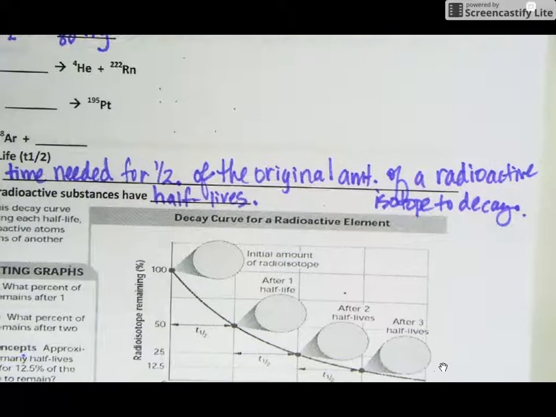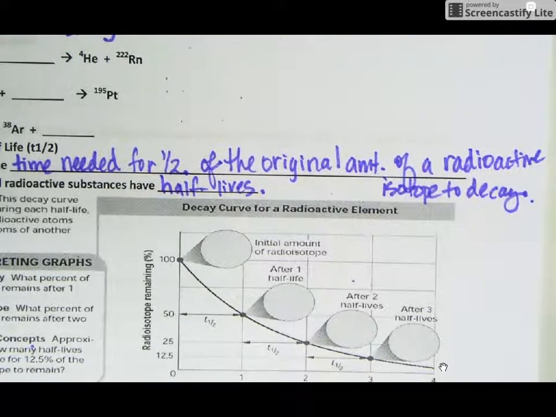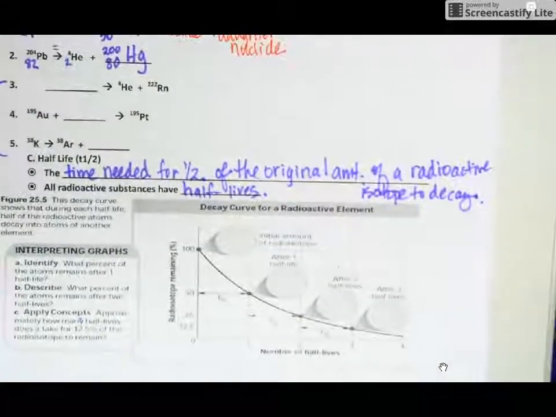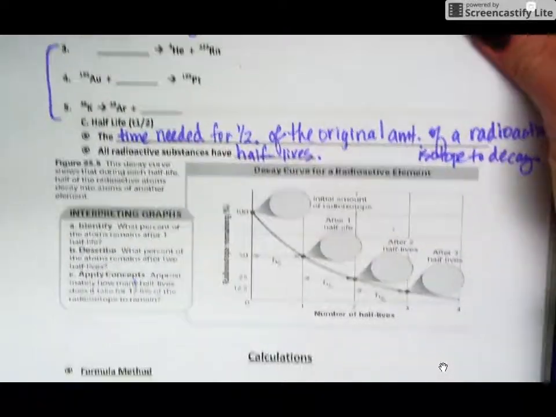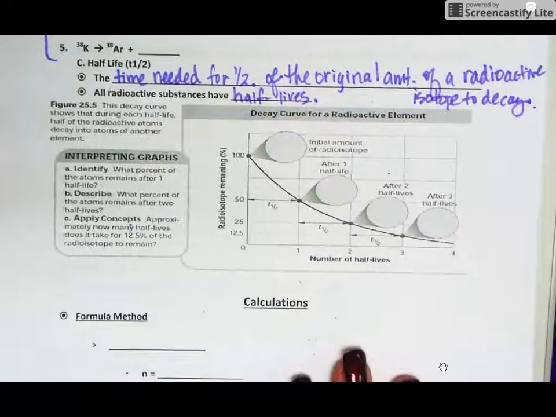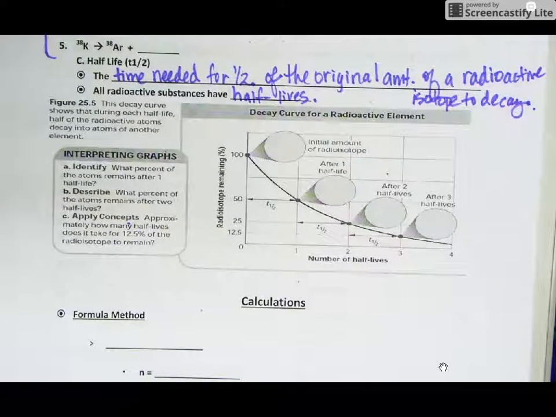All right, so this should be the very last segment. We're going to just talk about the two ways to calculate half-life. There's a formula method and there is the table method. I will show you both methods and we'll practice these in class together and you can choose which method you prefer.